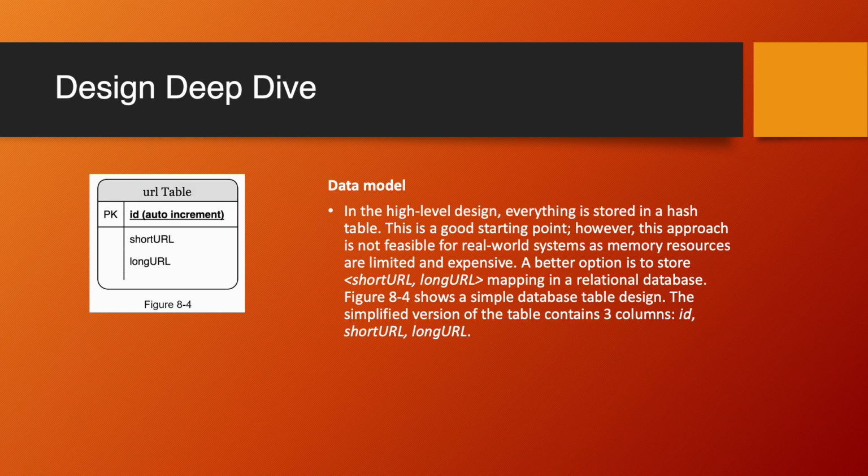A better option is to store the short to long URL mapping in a relational database, or it could be a KV store. The figure shows a simple database design. The simplified version of the table contains 3 columns: ID, short URL, and long URL.